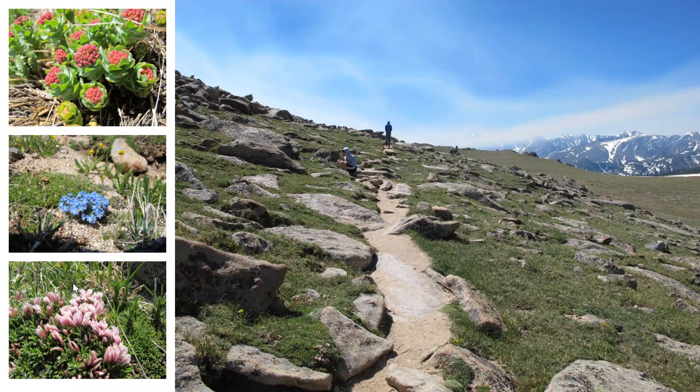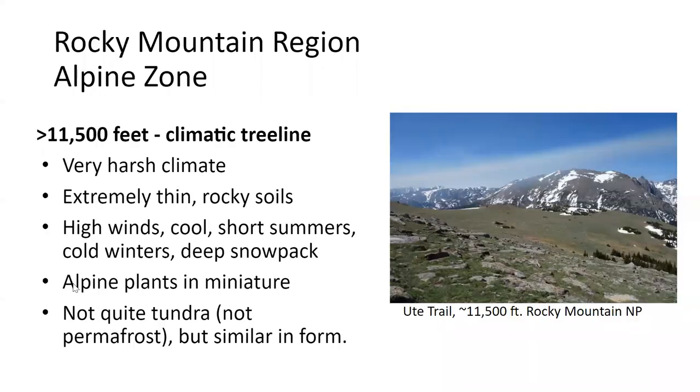This is the Ute Trail on the road that goes up to the highest elevations of Rocky Mountain National Park. Here we're above 11,500 feet. We think that climatic tree line in the Rockies averages around 11,500 feet. It's an extremely harsh climate here, so there's not a whole lot of soil. The soils that are there are thin and rocky.